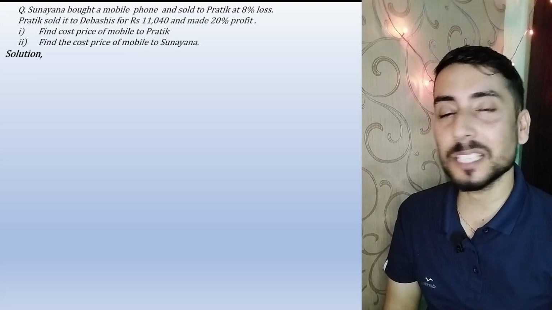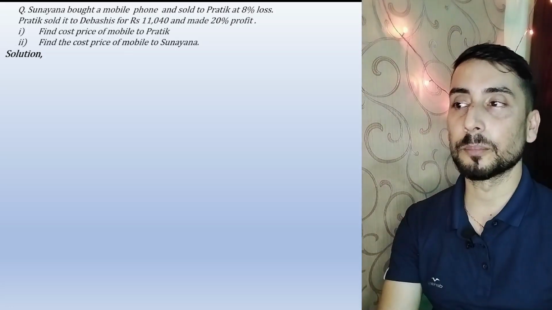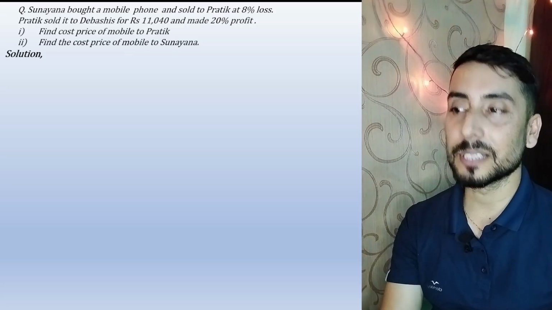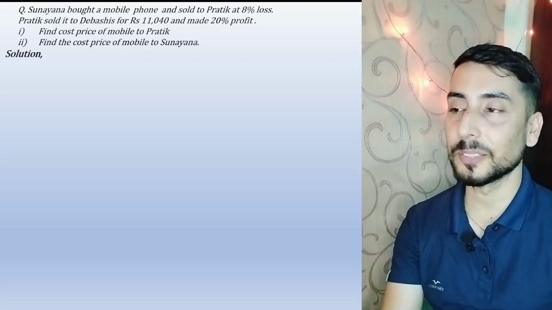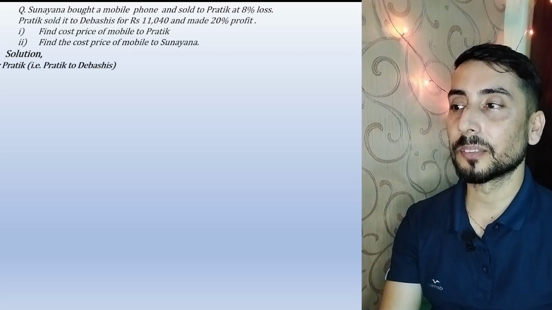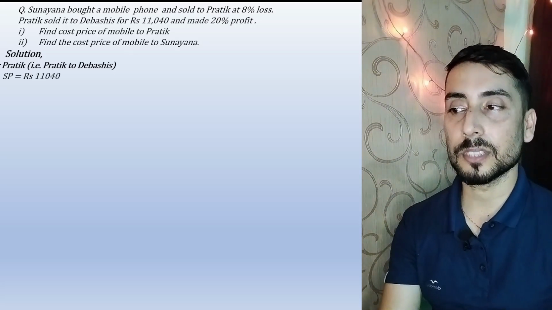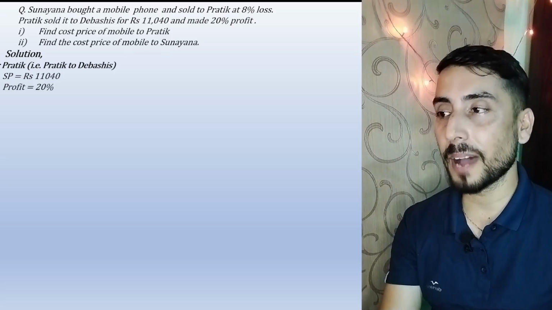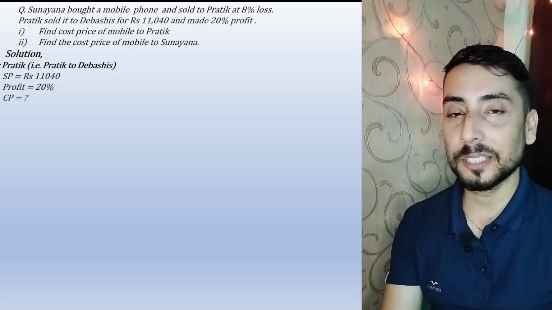I'll help you how to write in a systematic way in your notebook regarding that question. Obviously, here are the cases from Sunaina to Pratik, and Pratik to Devasis. Which will we start with? First of all, we start from the Devasis problem because here the amount given is for Devasis. That's why we are moving to the second scenario first, that is the buying and selling between Pratik and Devasis. So for Pratik, the SP is 11,040, which is the cost price for Devasis, isn't it? But for Pratik, that is the selling price. Pratik wants to earn 20% profit, so the profit was 20%. And we need to find the cost price for Pratik.